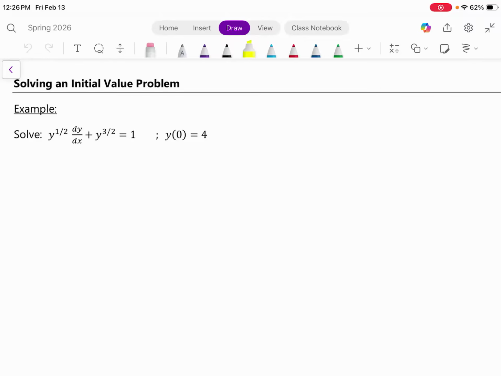Everybody, welcome back to the section 2.5 video. In this video, we're going to look at another example of solving a Bernoulli equation. But this time we're going to take a look at an initial value problem, where we're given an initial condition.